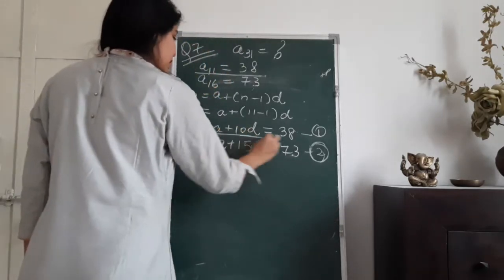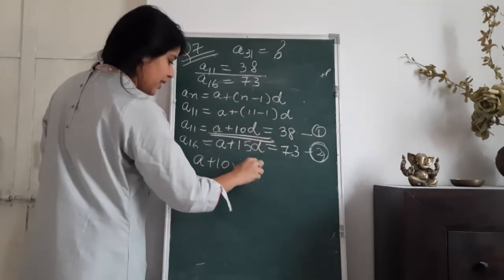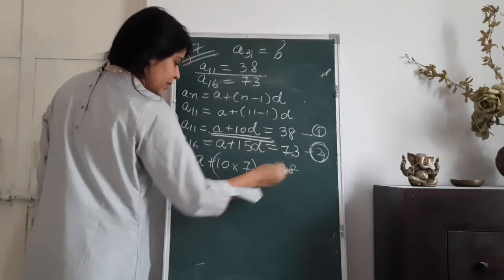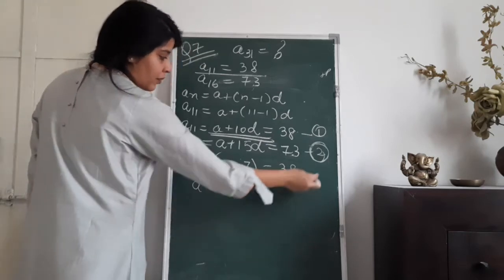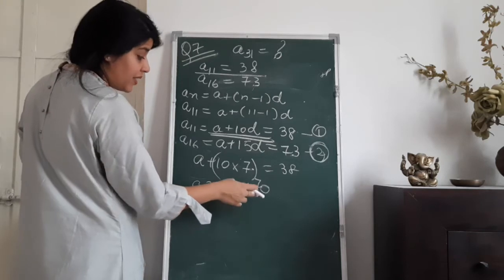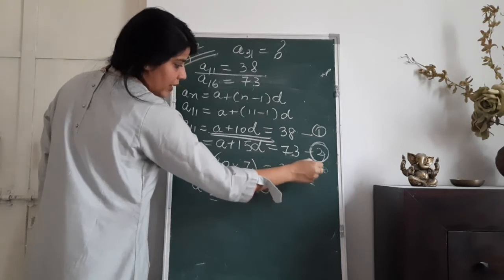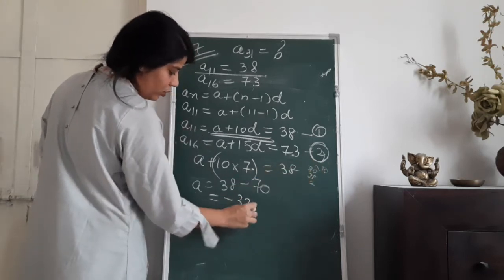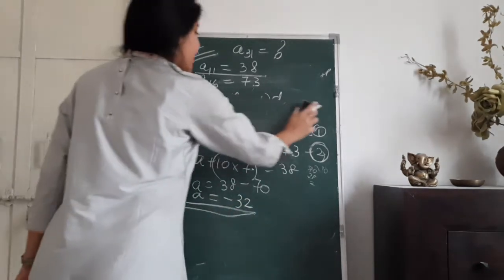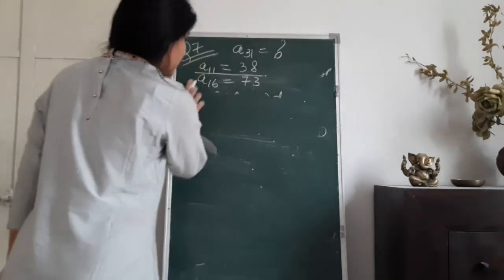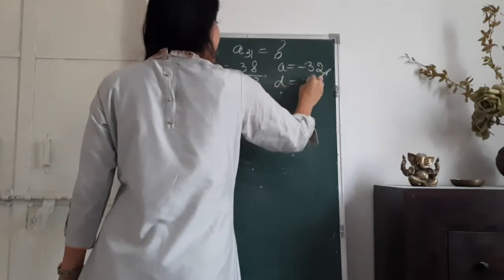Now let's put this in equation first. Then I get A plus 10 into 7 is equal to 38. I get A is equal to 38 minus 70, right? Now 38 minus 70 is what? Minus 32, right? Therefore, your first term is minus 32 and common difference is 7. So A is equal to minus 32 and D is equal to 7.